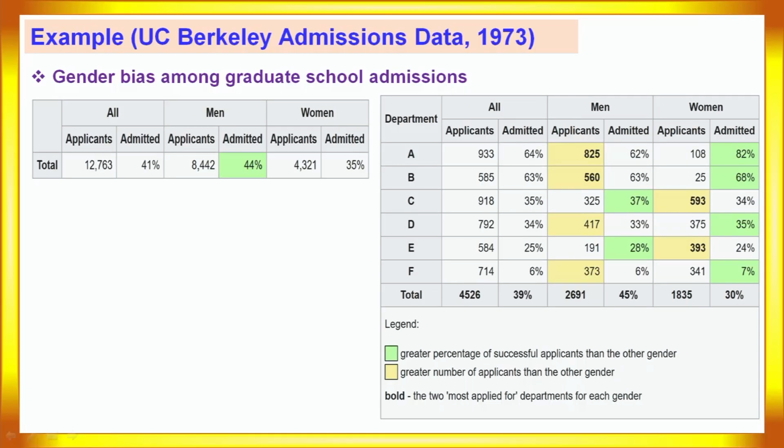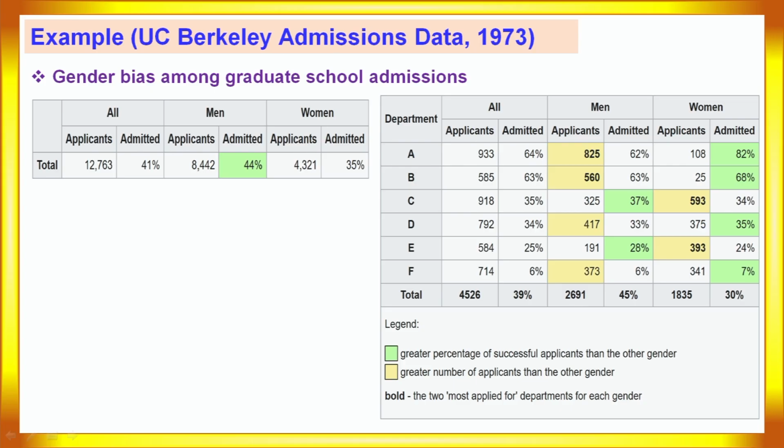Now, when you analyze the data based on the different departments of that college, it gives a totally different trend in some of the departments. Here I presented the data of 6 departments, and if you look at the admission data again after segregating it by department, you will find that in 4 departments, the admission was in favor of the female.